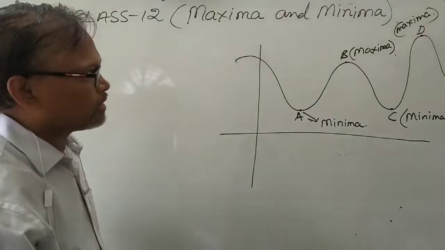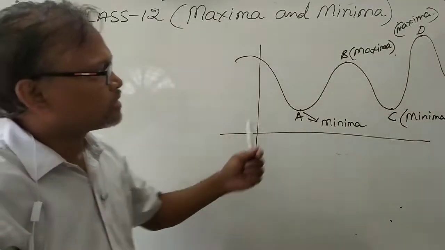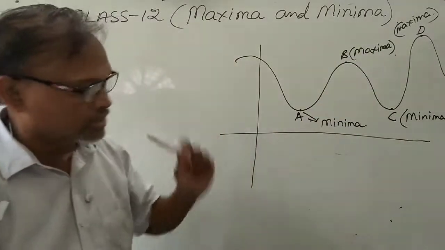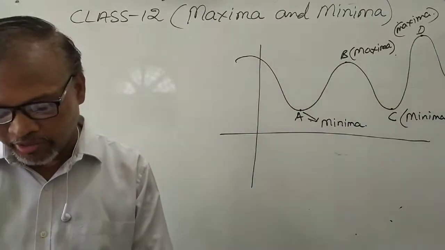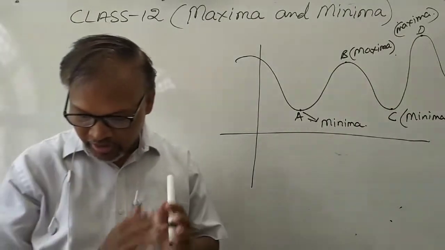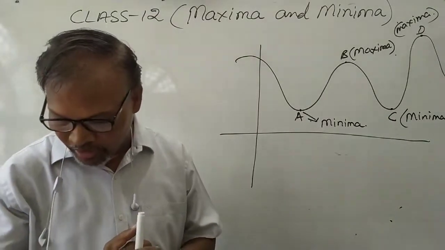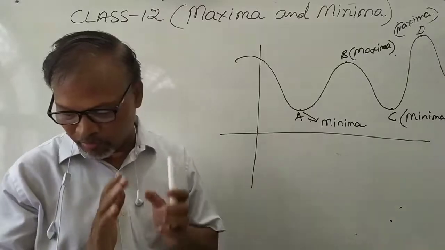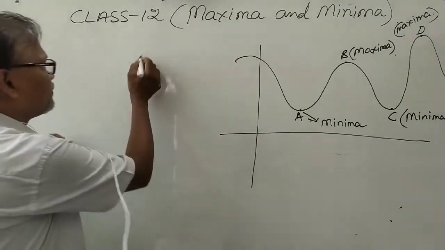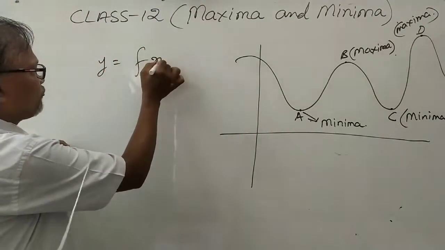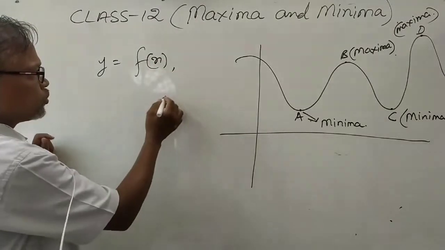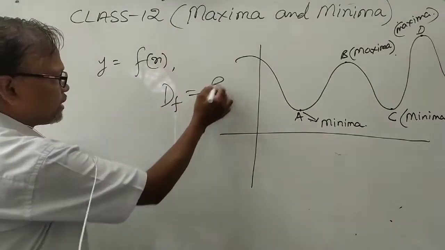So this is about maxima and minima using the graph. But according to the definition, what is the definition of maxima and minima? f is said to have a maximum value. Suppose f is a real valued function, y is equal to f(x), a real valued function whose domain is real numbers.